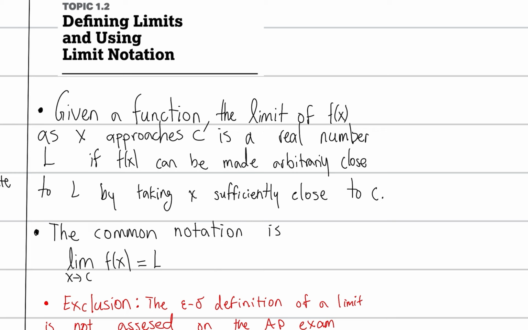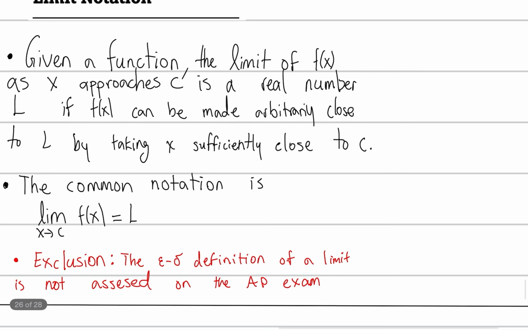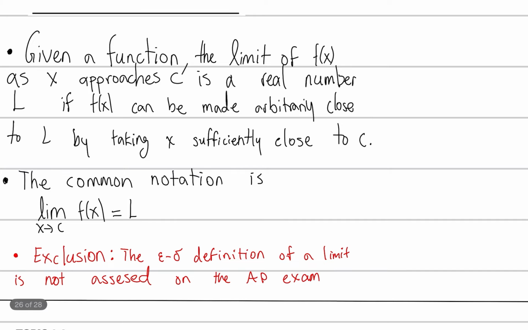It's basically saying if we have a function, as x approaches c, the limit of f of x is a real number if and only if, this is the definition, our f of x can be made arbitrarily close to L. So we can pick any distance from f of x to L as long as we take an x sufficiently close to c. Maybe in your calculus class, you may have learned the epsilon delta definition of the limit, but as you'll see here, that is not assessed on the AP exam. It is excluded. For the purposes of the AP exam, you don't have to know it.